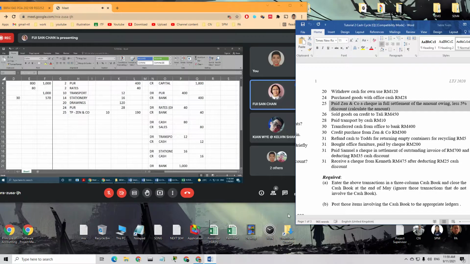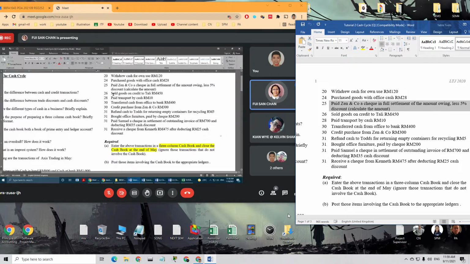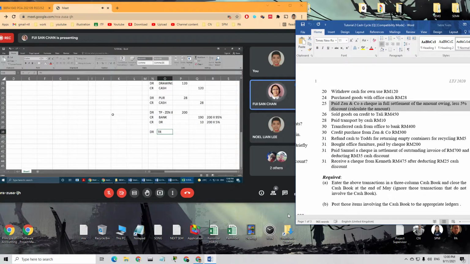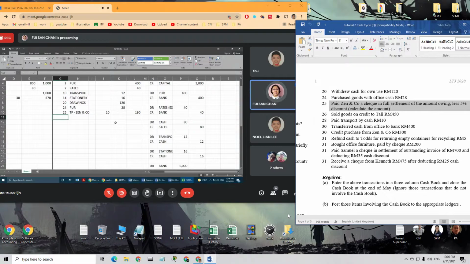Okay, next. Number 26, sold goods on credit. Oh, this one is not now. Paid transport by cash. What is your double entry? Paid transport by cash. What do you debit? Transport. You pay transport. How much is that? 10. Then we credit cash, 10. Since we are making payment, it's on the credit side, so on the 28, we pay transport, and let's copy that. This is the wonderful thing about Excel, but after you copy, remember to amend, so you don't just copy and paste and then forget.